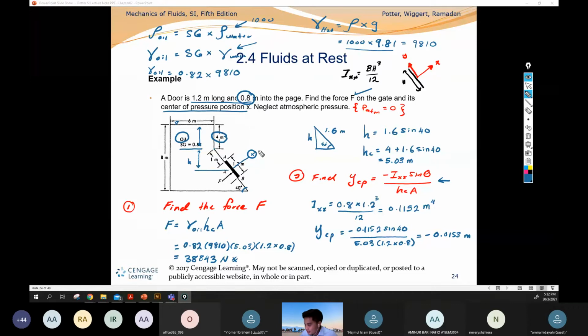All right, where's the centroid? This is the centroid, right? So below here is YCP. So how to calculate the X? So from here, we know that the X is actually, what's the value of X, everyone?